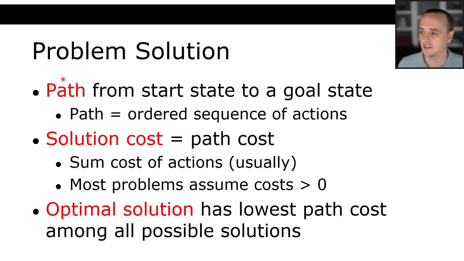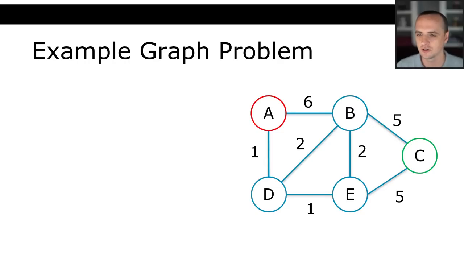So there may be multiple solutions to any given problem instance. And that means that there are multiple paths that you can take. But typically in artificial intelligence, we are going to be concerned with the optimal solution. Which solution has the lowest possible cost? But of course, getting any solution is better than getting no solution. So let's have a look at a sample problem that's played on a graph.